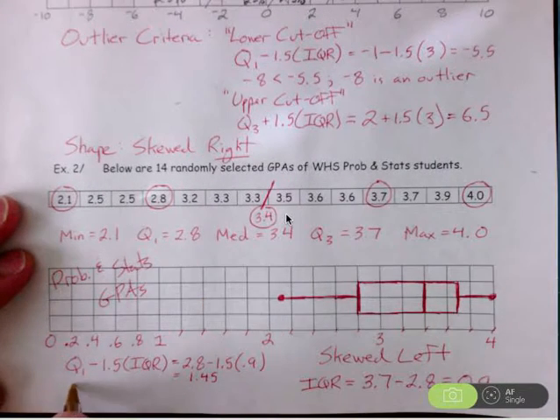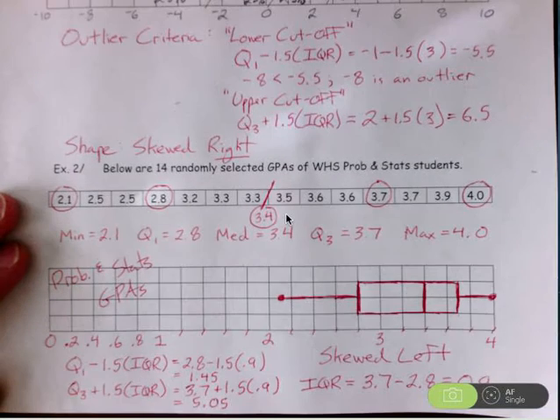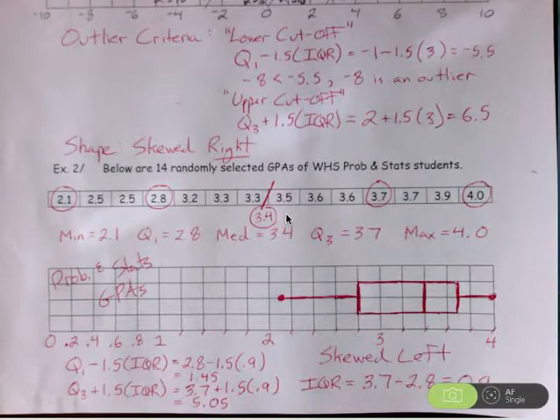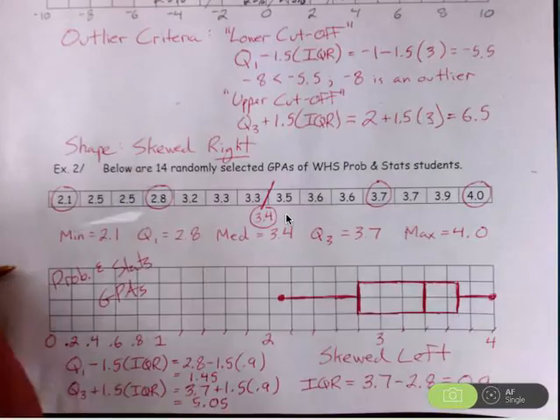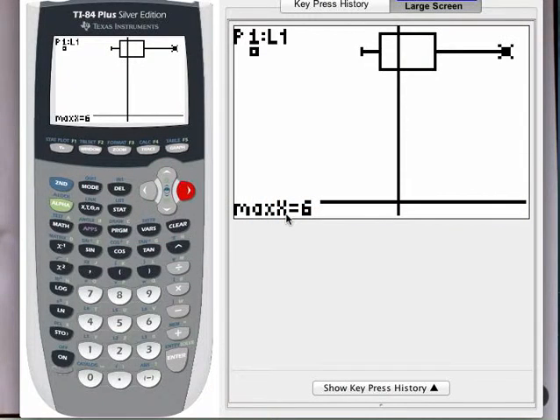I'll calculate it anyway. So Q3 plus 1.5 IQRs. The value of Q3 is 3.7, and then I'll add 1.5 of the IQRs. So that comes out to be 5.05, and that's not a GPA that's really even possible. So we don't have any outliers in this graph, and we could have seen that very quickly by using the graphing calculator. So if I switch over to my calculator here, here is the box and whisker plot that I graphed for the previous example.